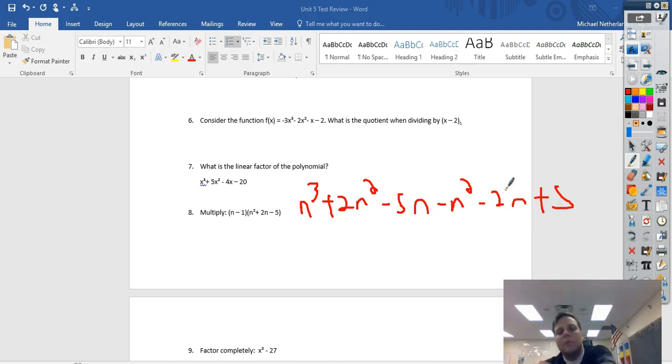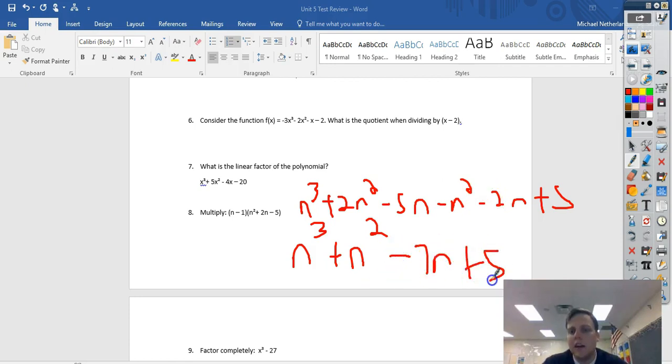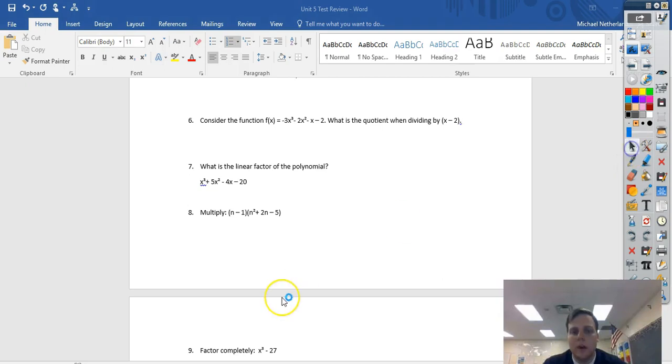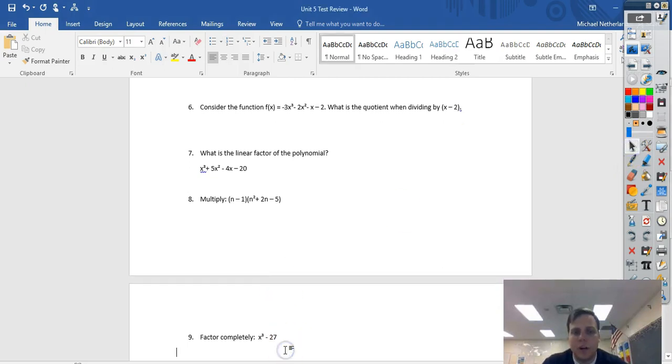And now we just simply put like terms together. There are no other n cubes, so I just write n cubed. 2n squared minus n squared is plus n squared. Negative 5n minus 2n is minus 7n. And then plus 5. Ta-da! Done. That's all. Okay. Moving on to problem number 9.